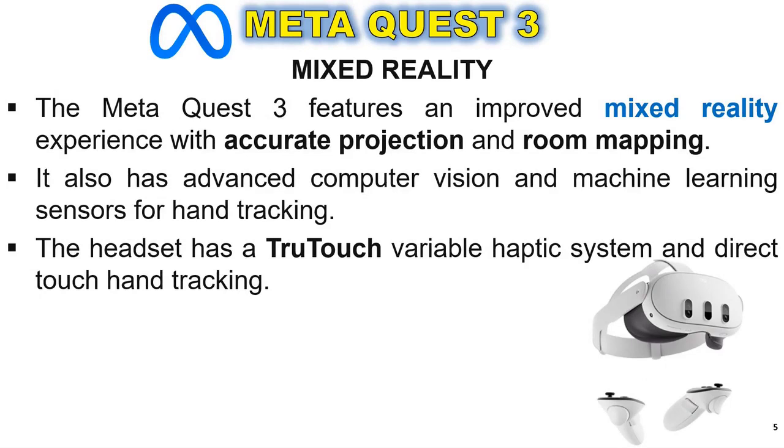The Meta Quest 3 features an improved mixed reality experience with accurate projection and room mapping. It also has advanced computer vision and machine learning sensors for hand tracking. The headset has a TruTouch variable haptic system, referring to the two VR controllers, and direct touch hand tracking.